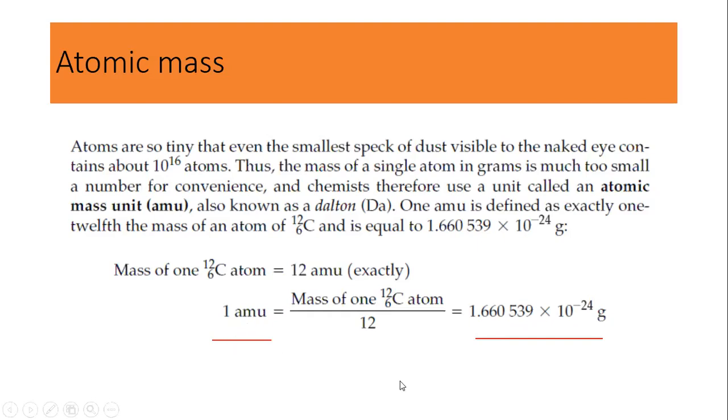So simply, 1 AMU will be equal to 1.660539 exponent minus 24 gram. You can convert AMU into gram or gram into AMU. Because the size of atoms is so small, we use the atomic mass unit as compared to the actual mass in gram, because the mass in gram is much smaller, so we cannot use it to calculate the mass of atoms or molecules.